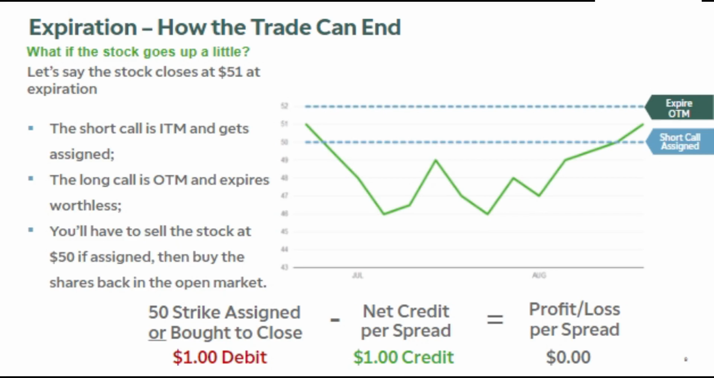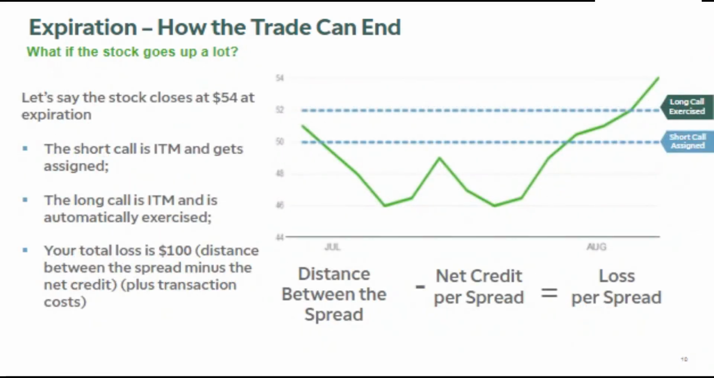All right, this is the example that we looked at in our first slide. Basically, let's say the stock races up to $54 at expiration. Both legs are going to be in the money and they're going to be automatically exercised and assigned. So our max loss here is the distance between the strikes minus the credit that we received, $1. Max loss is $1.